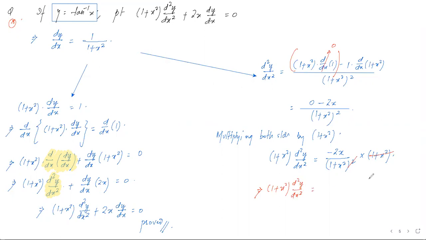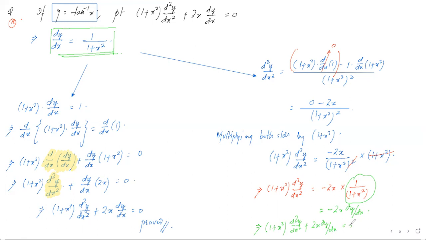Now on the right hand side, what we can do is we can keep this minus 2x outside and we can write it as 1 by 1 plus x square. And if you get to see what is 1 by 1 plus x square, this was nothing but dy by dx. So finally we can write this as minus 2x dy by dx. Shifting everything on the left hand side, it becomes 1 plus x square d2y by dx square plus 2x dy by dx equals to 0. This is what they wanted us to prove.